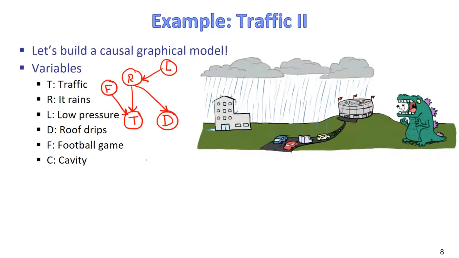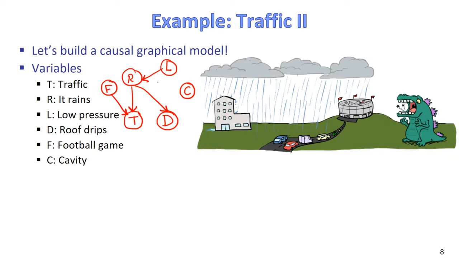Cavity. How about cavity? Does it interact with any of these? No, it doesn't interact with any of these. I don't think it causes traffic, or low pressure, or dripping or anything. So we can just write it independent of anything without any interaction, like that. Okay, and that's it. We don't have any more variables. So that's an example of thinking about the graphical model of a specific environment using the interaction between the variables.